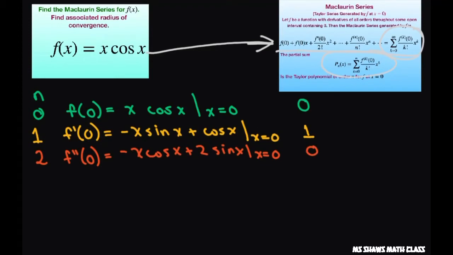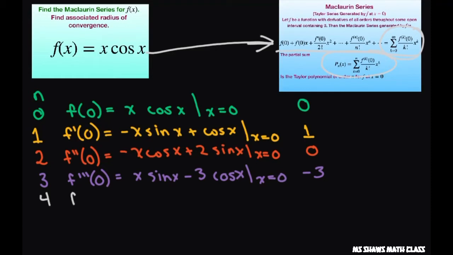All right, 3. F triple prime of 0 gives you x sine of x minus 3 cosine of x. When you evaluate that at x equals 0, that's going to give you negative 3. All right, let's do 4. So that's the fourth derivative at 0. That's going to give you x cosine of x plus 4 sine of x. Now at x equals 0, that's just going to give you 0.